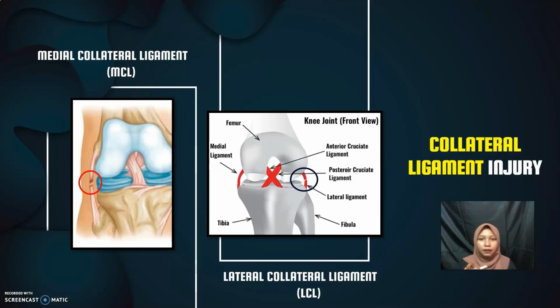The inside ligament, which we call the medial collateral ligament, connects the femur to the tibia. MCL injury is usually caused by a direct blow to the outside of the knee and is often sport related. The next one is LCL, the lateral collateral ligament. The lateral, which is the outside ligament, connects the femur to the smaller bone in the lower leg, which is the fibula.